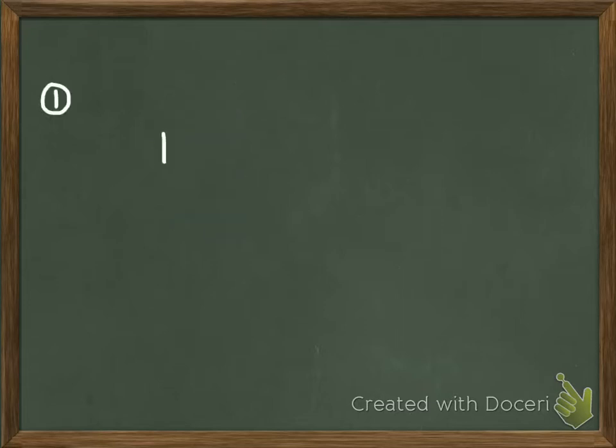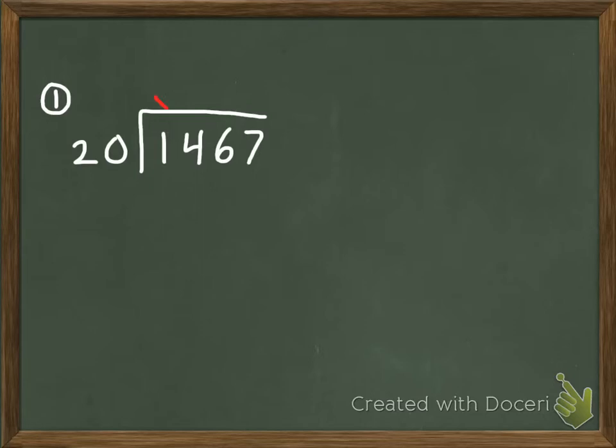Number 1 in your practice book. Number 1 is 1,467 divided by 20. So just like before, I'm going to start in the largest place, the thousands place, and look at that 1. 1 is too small to be divided by 20. So I'm going to put an X there. So now I look at 14. Can 14 be divided by 20? And it can't. 14 is too small. So I'm going to put another X there.